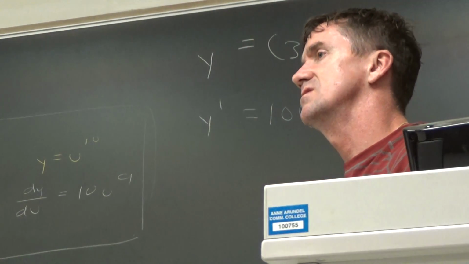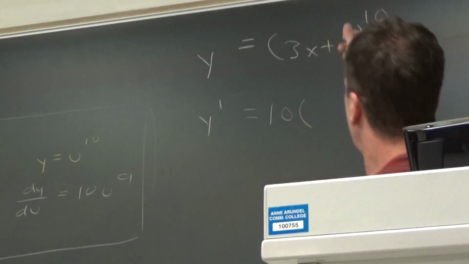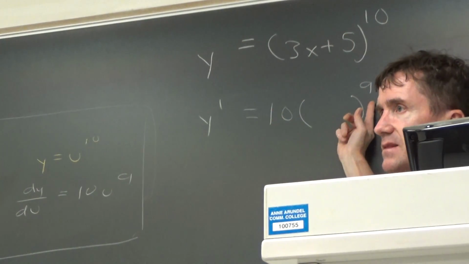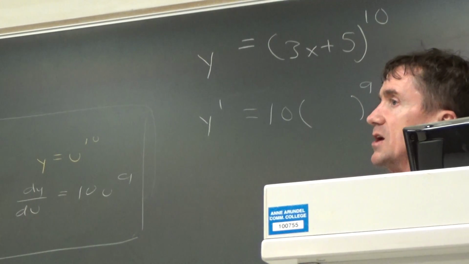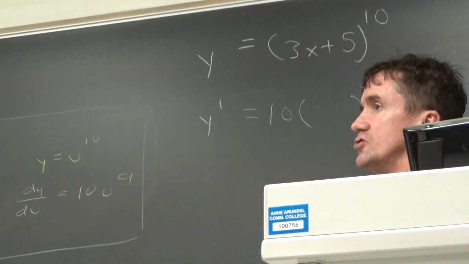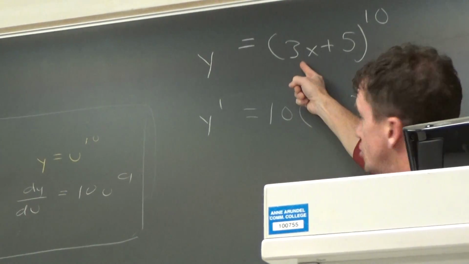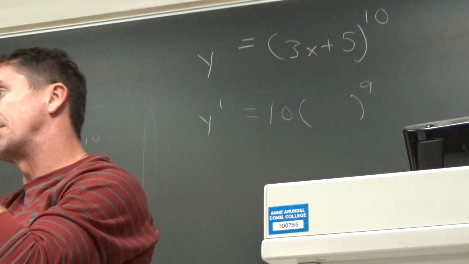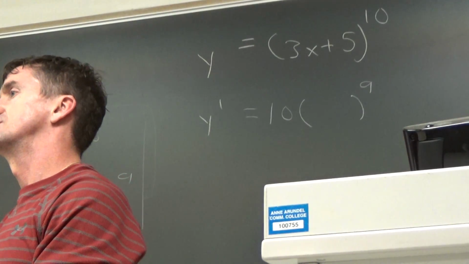Josephine, so far so good? All right. So 10 in front, decreased the power by 1. 10 times something to the 9. I'm going to put my g of x back in. You go, well, what did I call g in this problem? I'm going to call g that 3x plus 5. A lot of times, Josephine, g is the thing in the parentheses. Okay?